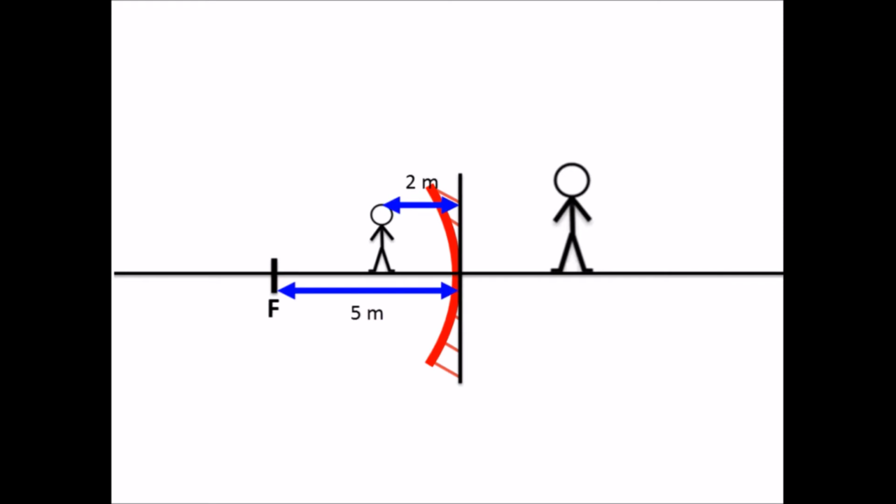Let's say the focal length of this mirror is 5 meters. The stickman is standing 2 meters from the pole. That's DO in the formula. Question: how far away is the image? What is DI? Using Descartes' formula, we're going to work it out.